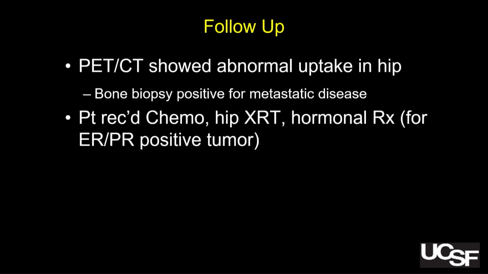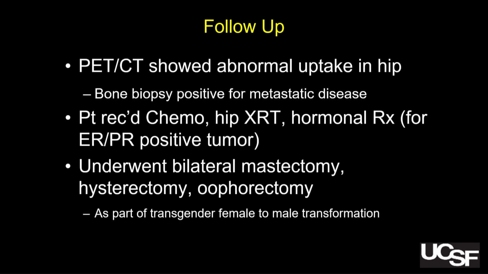So the patient received chemotherapy up front, also radiation to the hip, because we don't want a pathologic fracture, and also for symptomatic relief, and then hormonal treatment because it happened to be an ER/PR positive tumor. And then the patient actually underwent bilateral mastectomy, hysterectomy, and oophorectomy because this was a desire of the patient to actually transition from female to male.